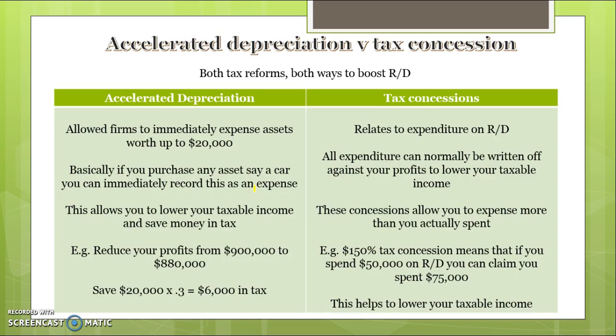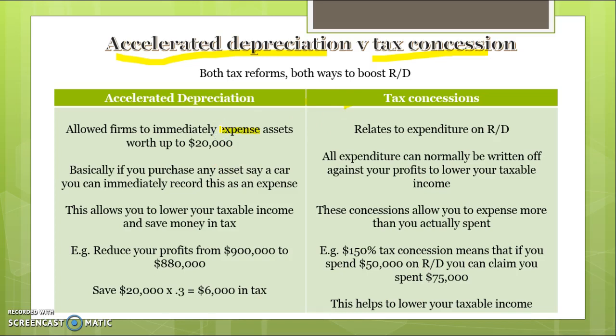Alright, secondly, you're going to get questions about how research and development promotes supply, with both accelerated depreciation and tax concessions. Now be mindful, accelerated depreciation is a form of tax concession. There are just two separate ways in which tax concessions work. The tax concessions for R&D work a little bit differently to the accelerated depreciation allowances. So in regards to accelerated depreciation allowances, the key thing here is that firms are able to immediately expense any assets they purchase that are worth up to $20,000.